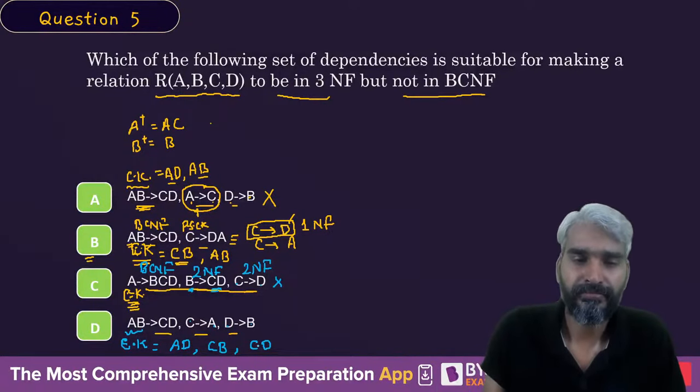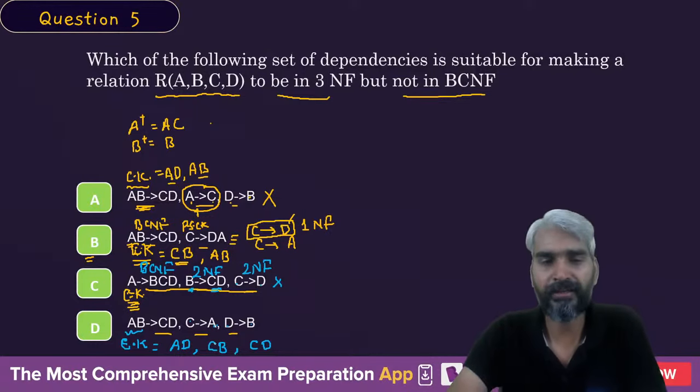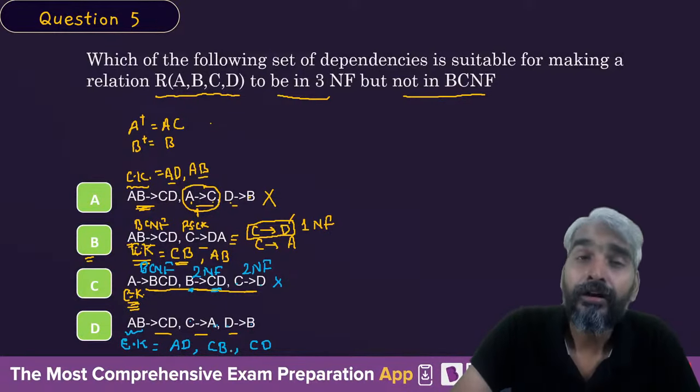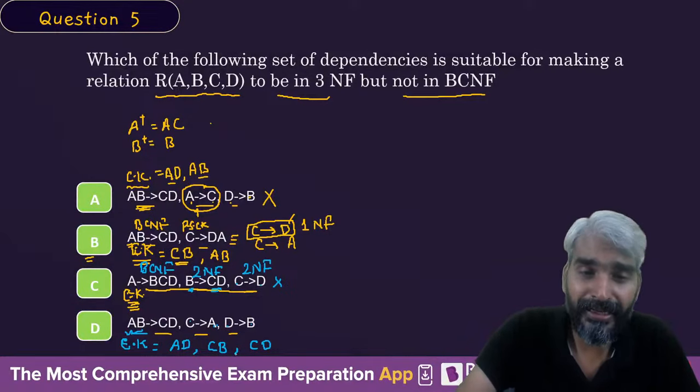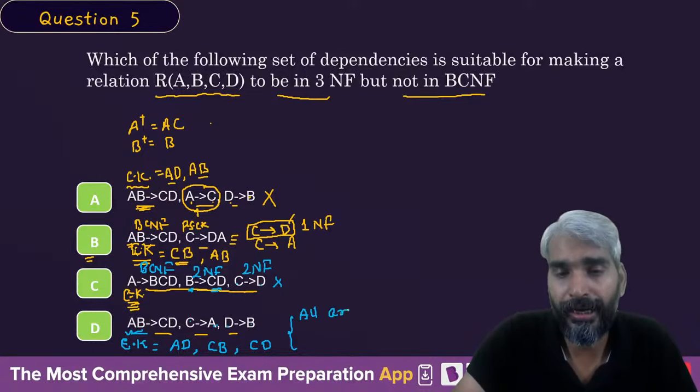Clear? Just a minute. AB is a candidate key. A can be replaced by C, right? So C to A. And AB will give you D, right? So these are all the candidate keys: AB, AD, CB and CD. So here you can actually see all attributes are prime attributes. All are prime attributes, right?